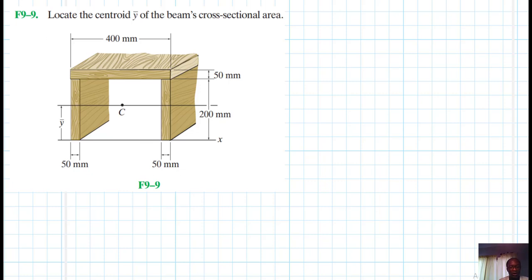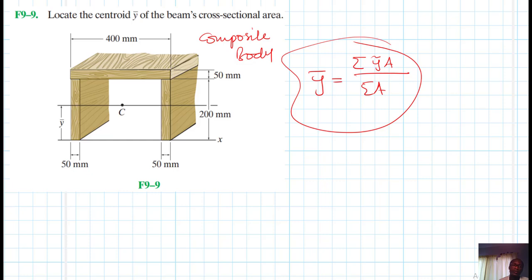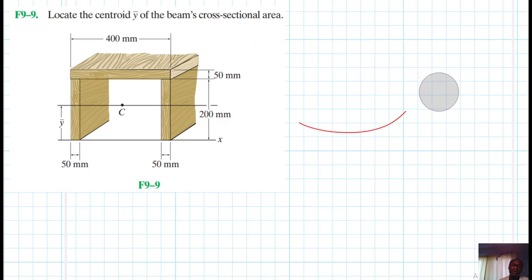Alright, so here what we have been asked is to find this, and since this is a composite body made out of 3 different parts, we sum up the y centroid of each one of these sectional bodies times its individual area, then divide by the summation of area. Okay, so do that.